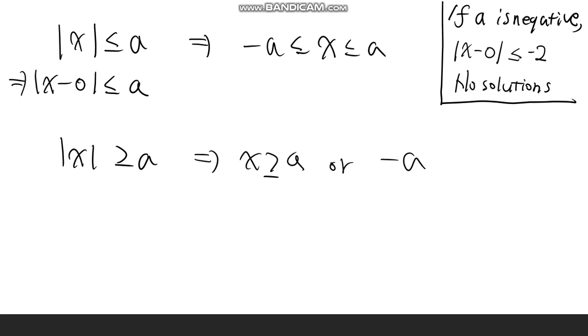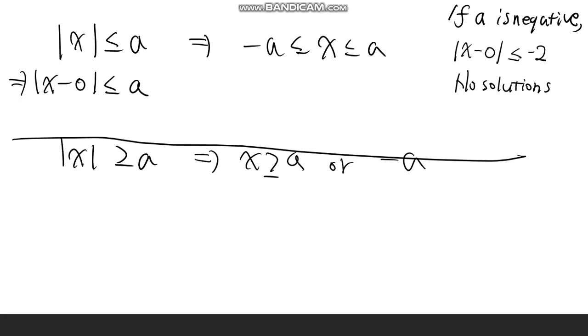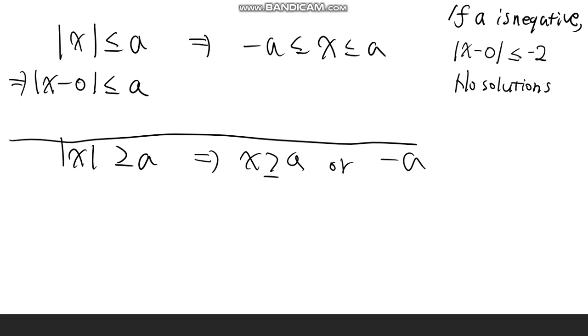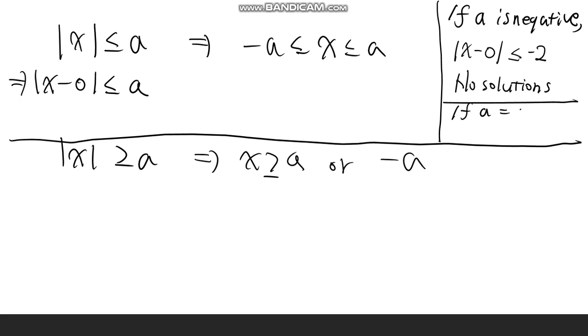Okay, I'm talking about the first case scenario here. Then what happens if a is 0? If a is 0, then the distance between x and 0 is less than or equal to 0, right?